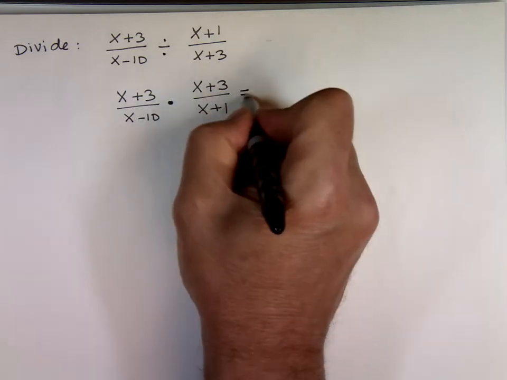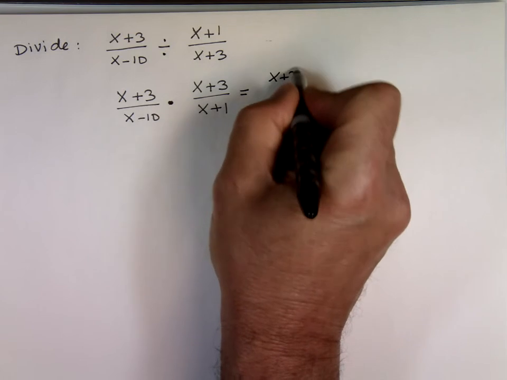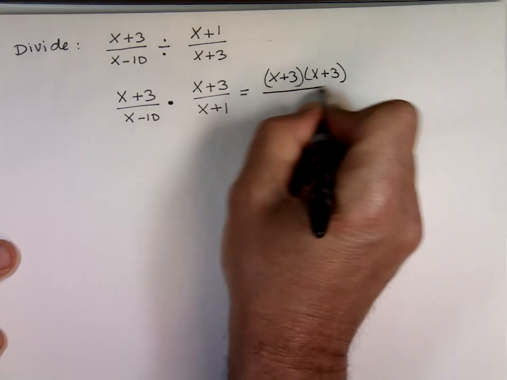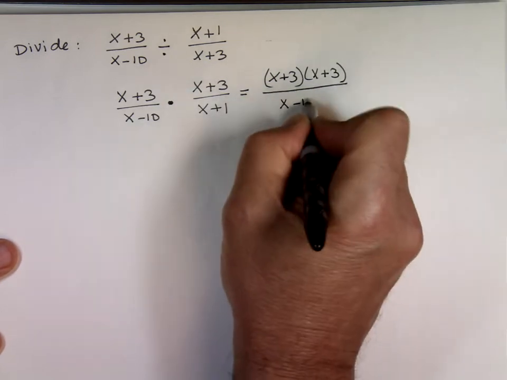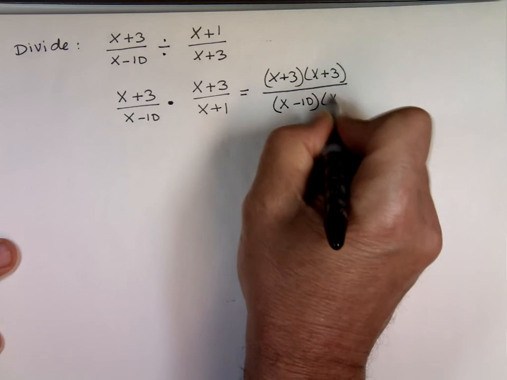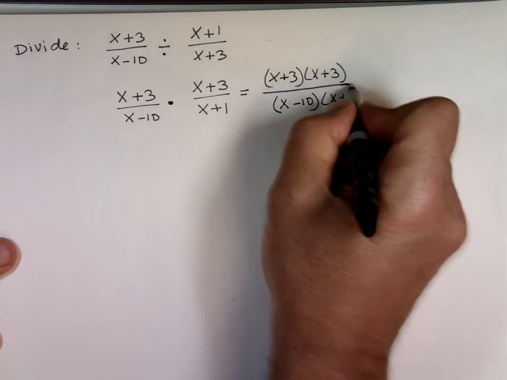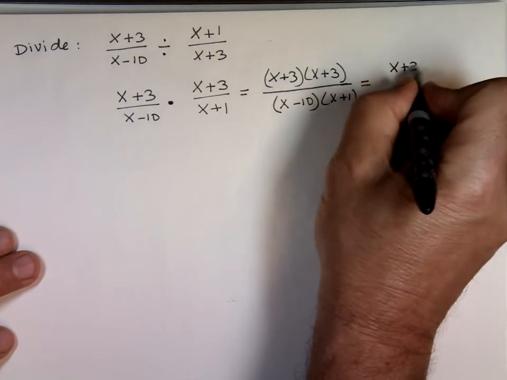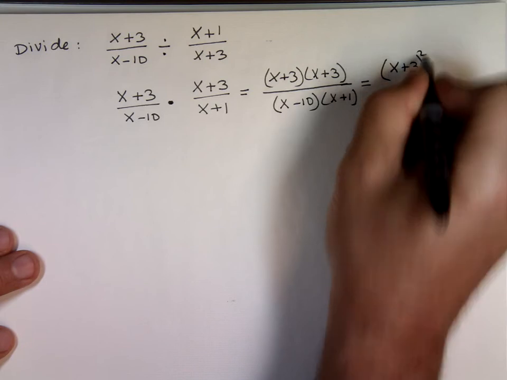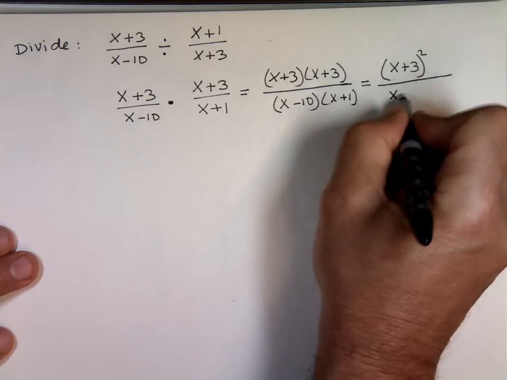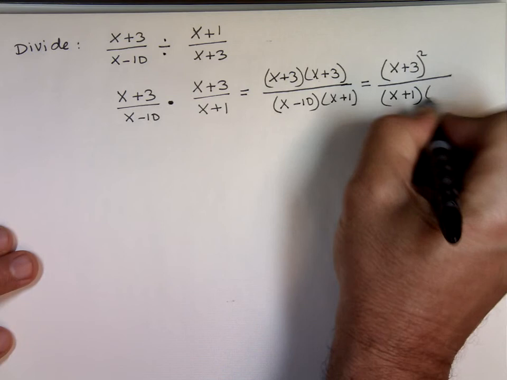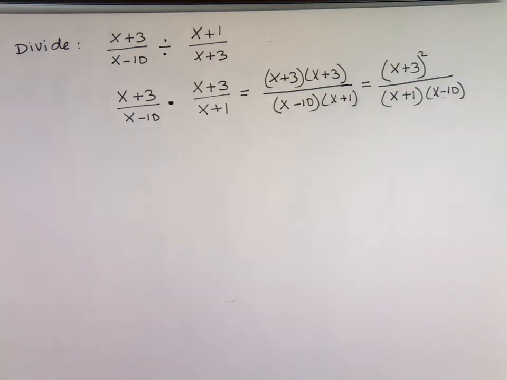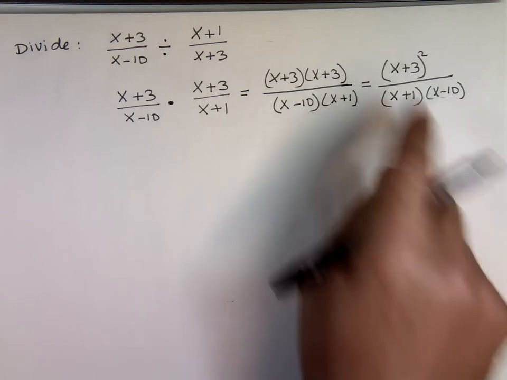That's x plus 3 times x plus 3 divided by, and it doesn't matter which one you write first, really. The only thing I might do different here, since I got x plus 3 twice, I'll just say x plus 3, the whole thing squared. There's 2 of them, over x plus 1 times x minus 10. Again, it doesn't matter which one of these you write first. And no reason why I switched them. I wasn't even thinking.